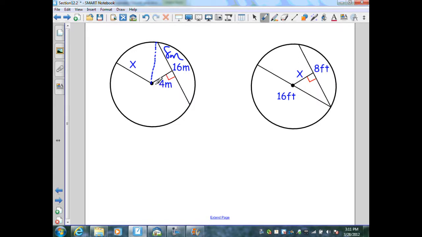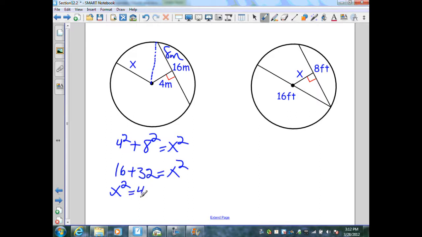Now I'm given a right triangle, and I can find the value of that radius, which happens to be the value of x. Therefore, 4 squared plus 8 squared equals x squared. And that gives me 16 plus 32 equals x squared. X squared is equal to 48. And when I take the square root of both sides, x, or the length of the radius, is equal to 6.9 meters.